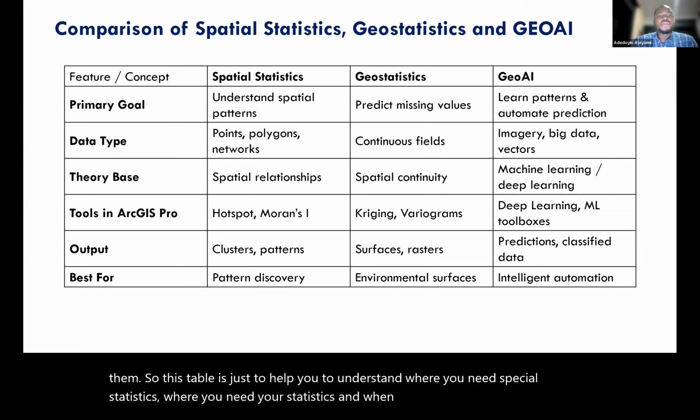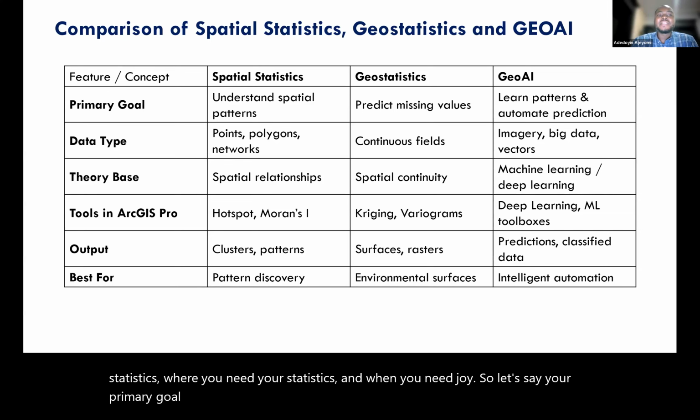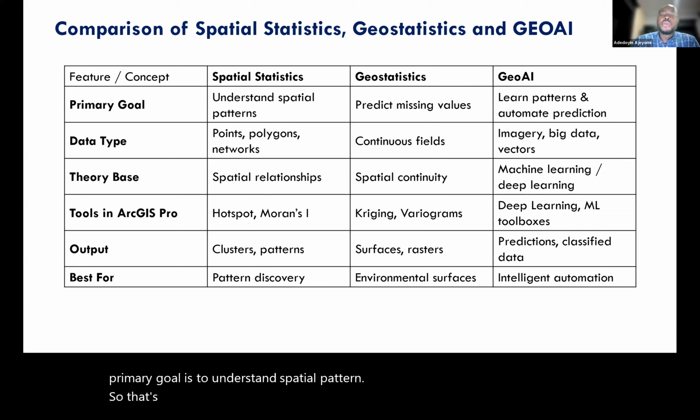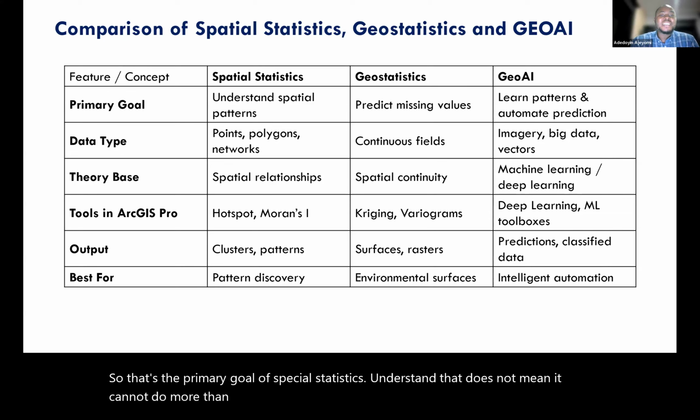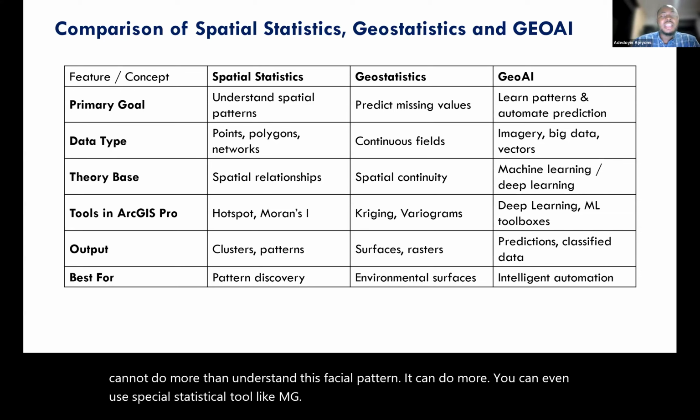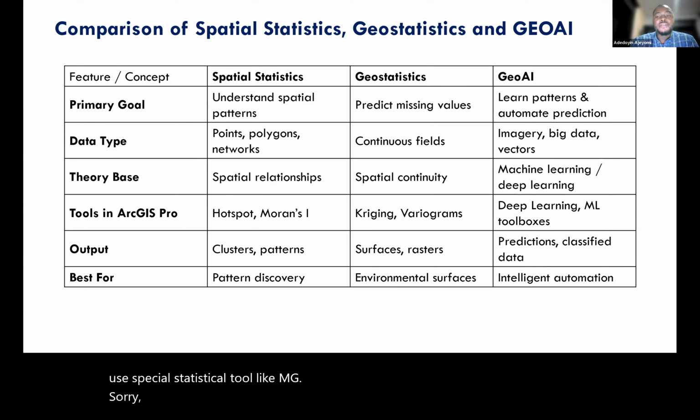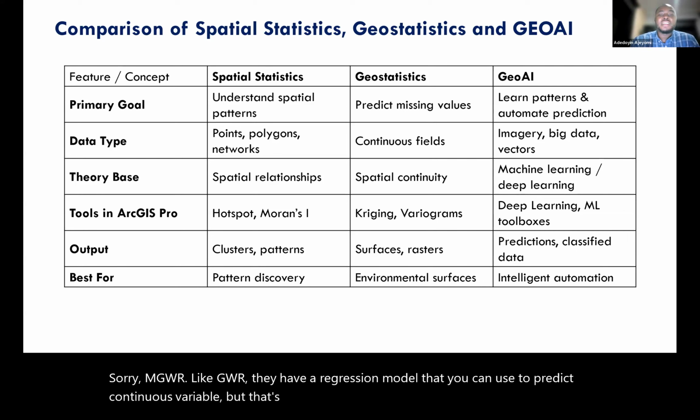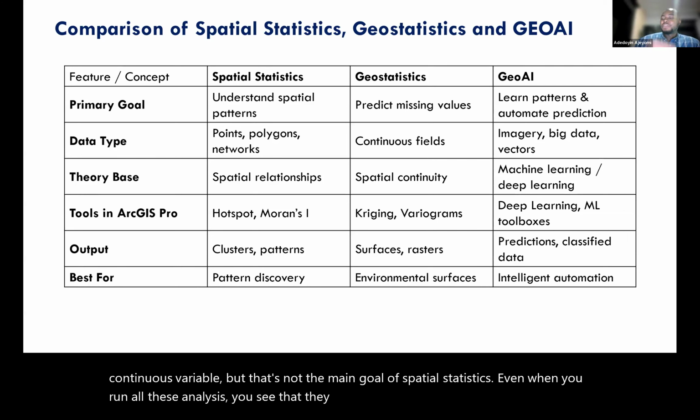So let's say your primary goal is to understand spatial pattern. That's the primary goal of spatial statistics, to understand. That does not mean it cannot do more than understanding spatial pattern. It can do more. You can even use a spatial statistical tool like MGWR, like GWR. We have a regression model that you can use to predict a continuous variable. But that's not the main goal of spatial statistics. Even when you run all this analysis, you see that they help you to understand this data.